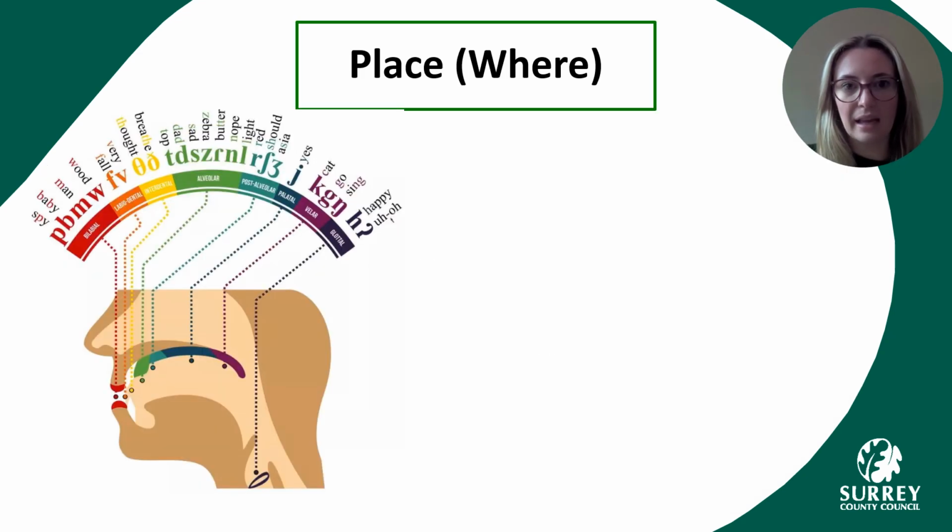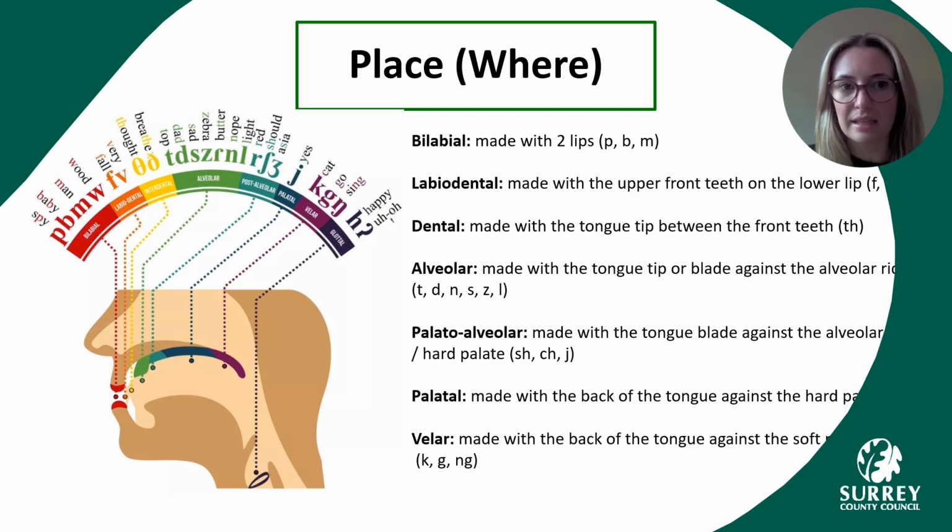So when we're thinking about where the sounds are made in our mouths, it's helpful to say the sound and to feel where it's happening. So working from the red sounds, first we have p and b. So these are made with our lips coming together right at the front of our mouths. Going a little bit further back to the orange sounds, we have the f and v sounds. These are made with our top teeth gently resting on our bottom lip.